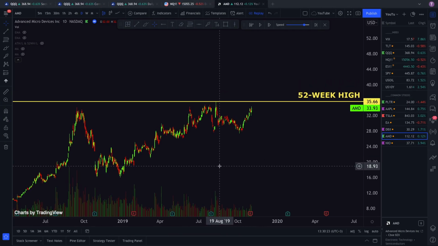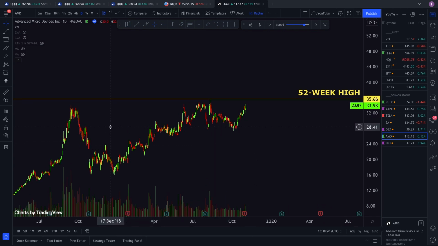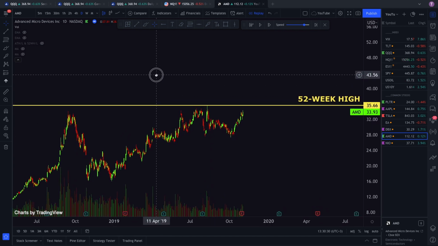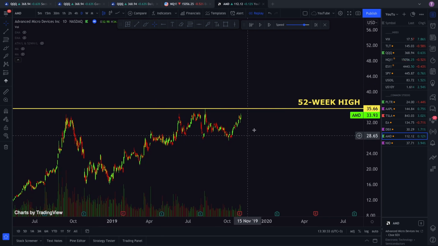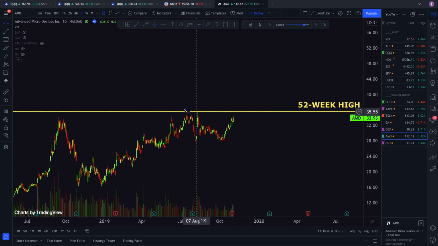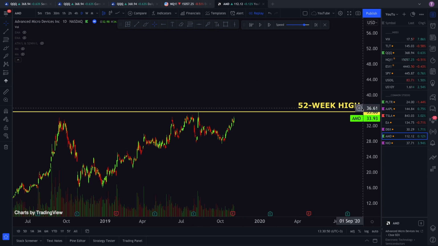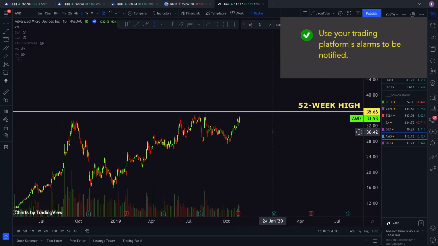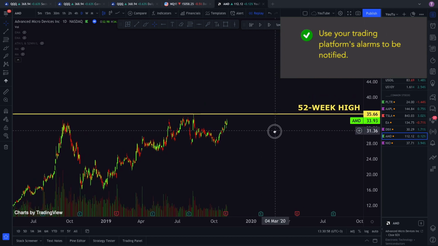52 weeks high. This is my favorite, watched by day traders to long-term investors. Now let's see how to trade 52 weeks high. AMD is our example. This is our 52-week line. There are many free indicators that show this line that you can find in the TradingView. Just put an alarm on this one or create a scanner in your trading platform. I use Thinkorswim from TD Ameritrade.